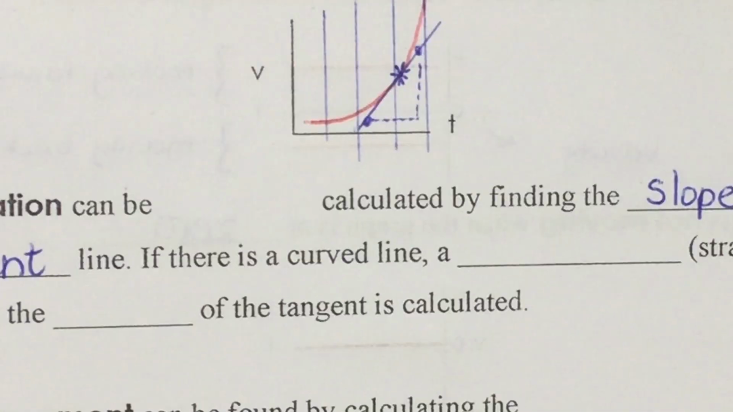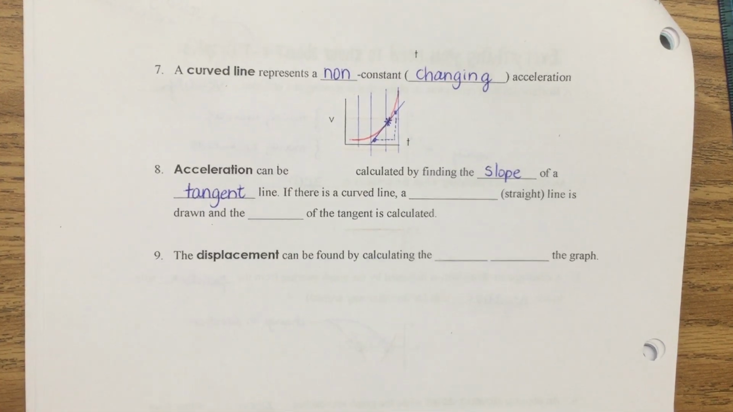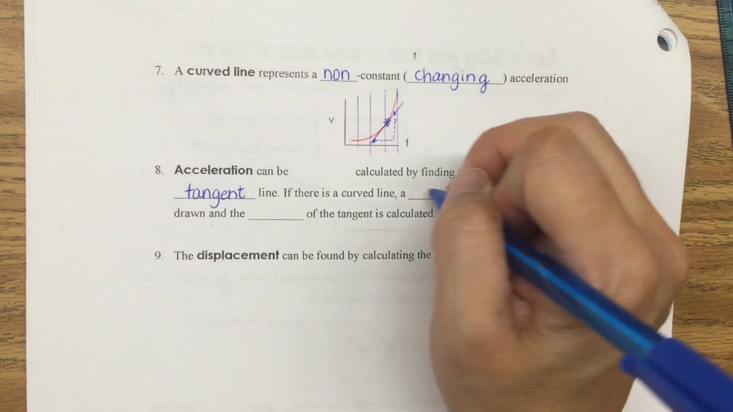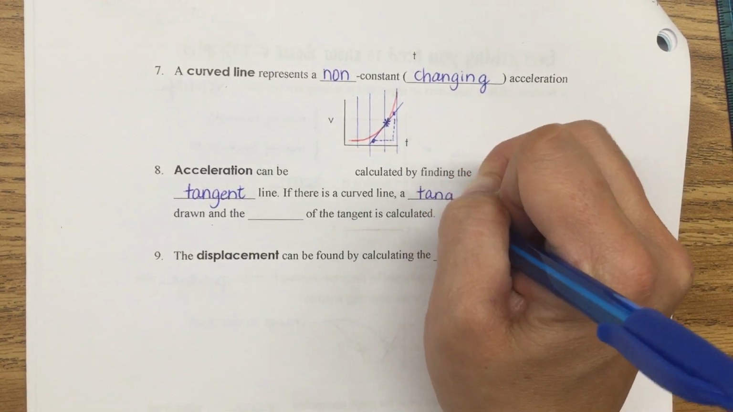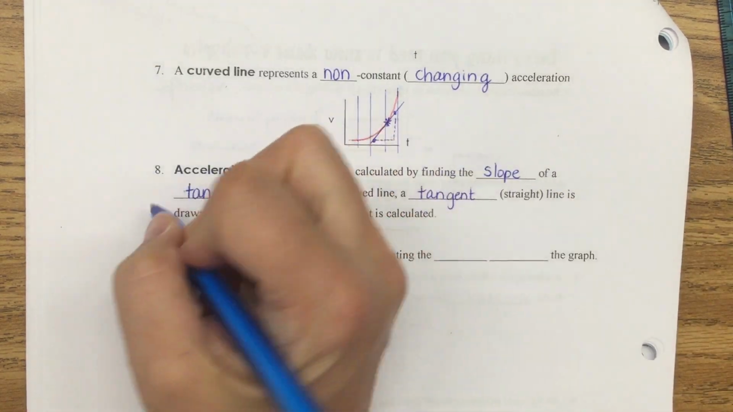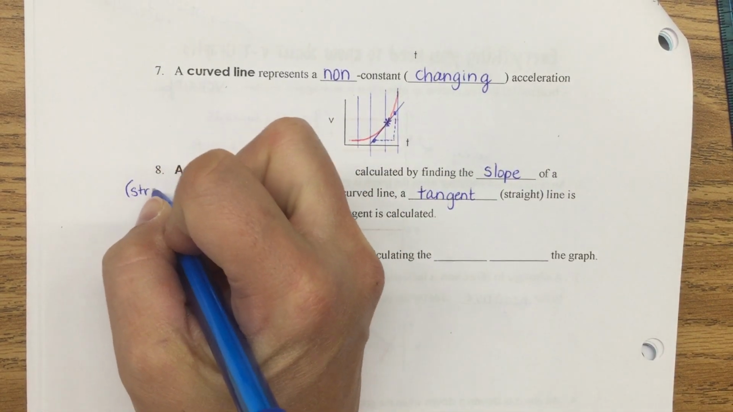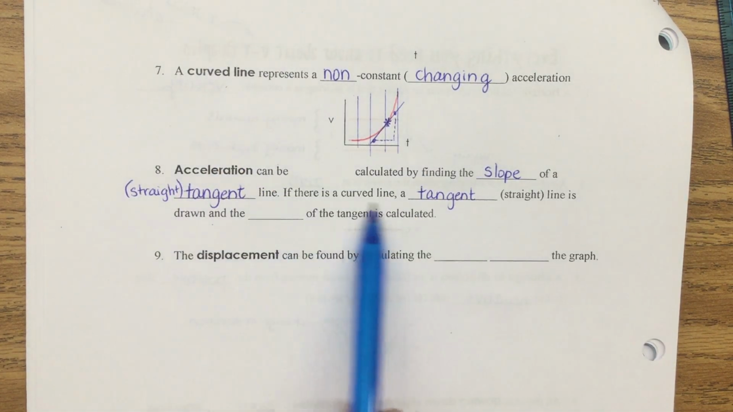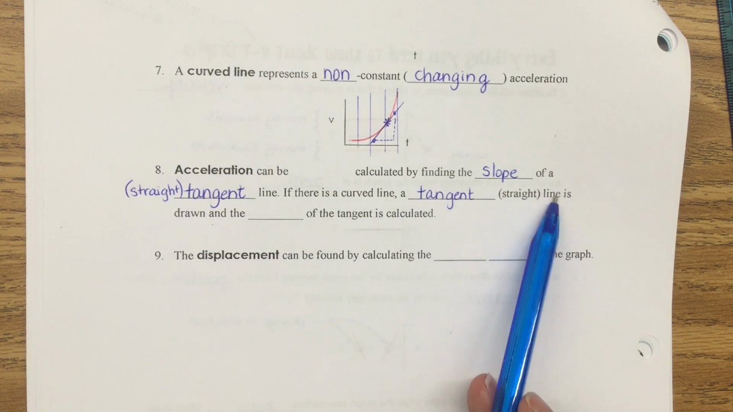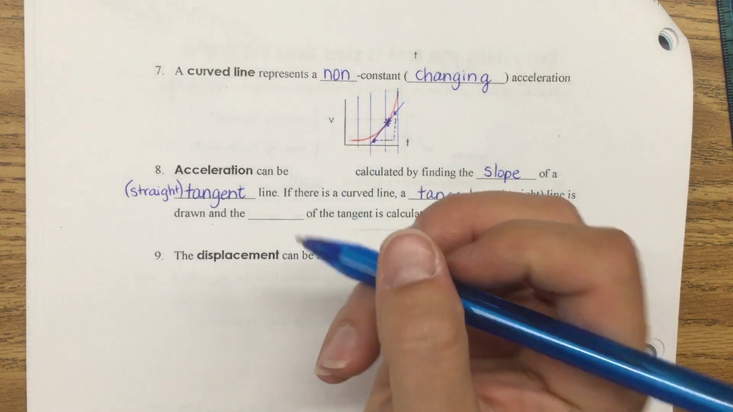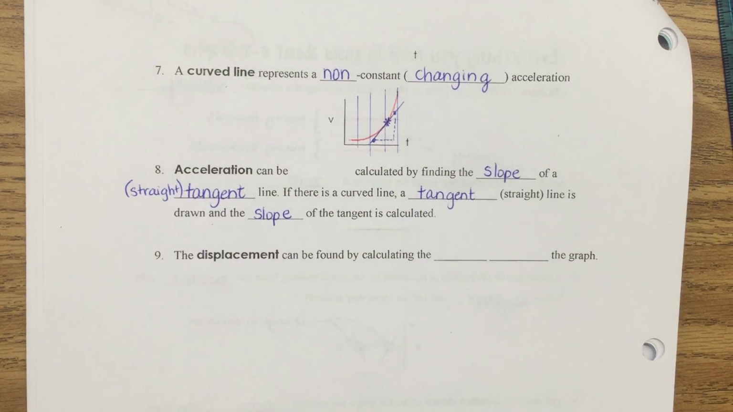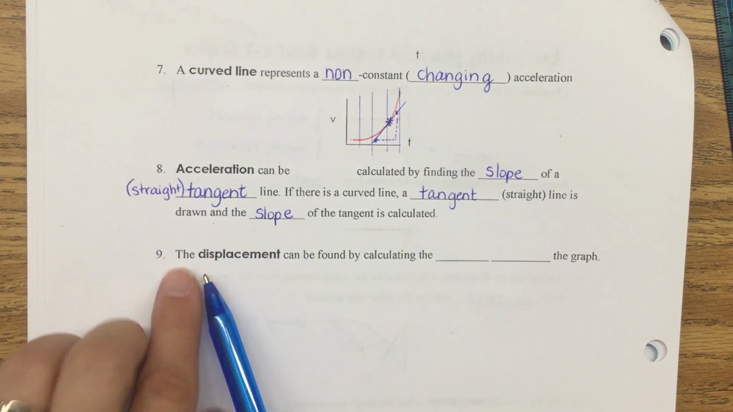And then I would be able to find the acceleration right at that point. If there was a curved line, a tangent, oh sorry, this should be a straight line. If there's a curved line, a tangent, the fancy name for a straight line, is drawn and the slope of the tangent is calculated. Okay, and here's something pretty cool.